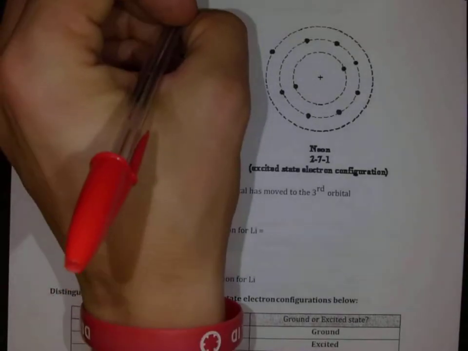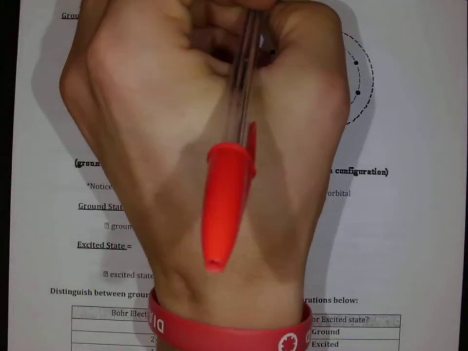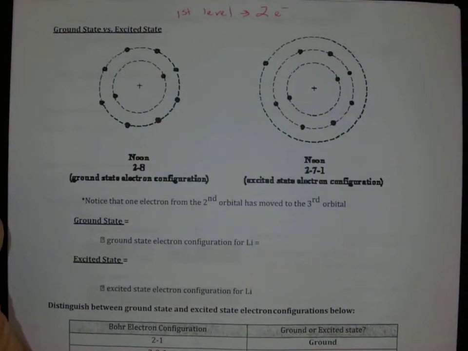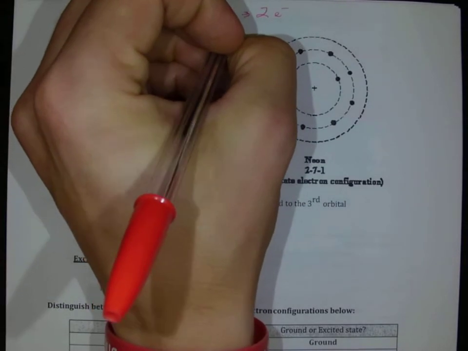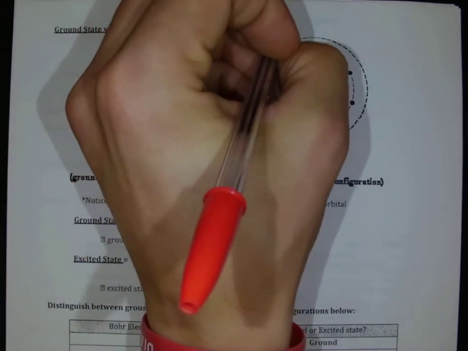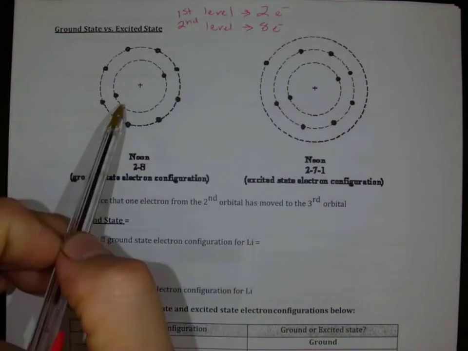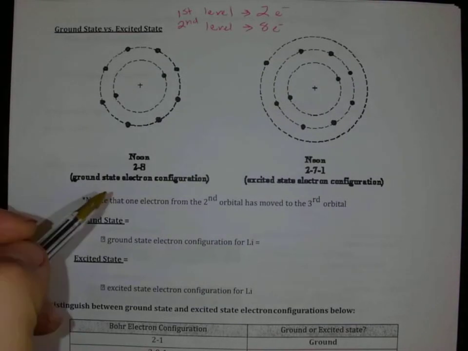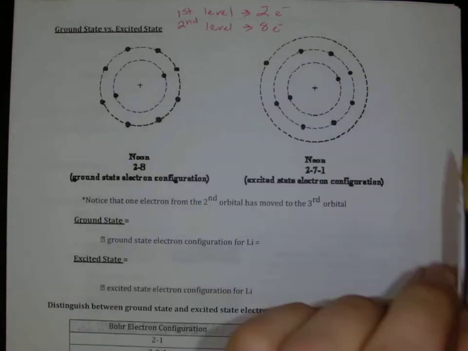So our first energy level can always only hold 2 electrons. Our second energy level, this one can only hold 8 electrons. So our ground state for neon has the first energy level full with 2 electrons, and our second energy level full with 8 electrons. But if one of those electrons were to absorb some energy, it could become excited and jump up into the third energy level.